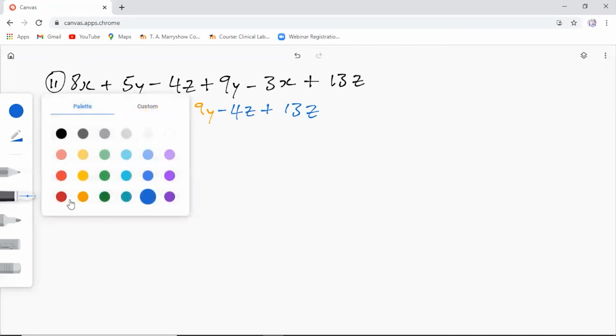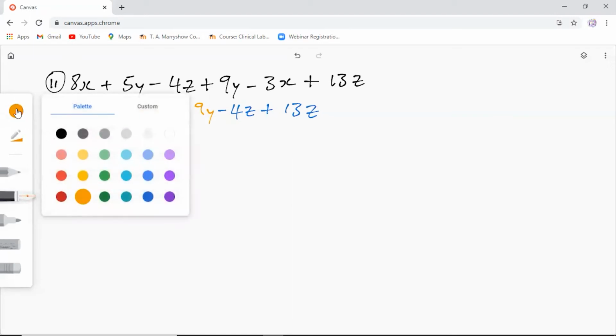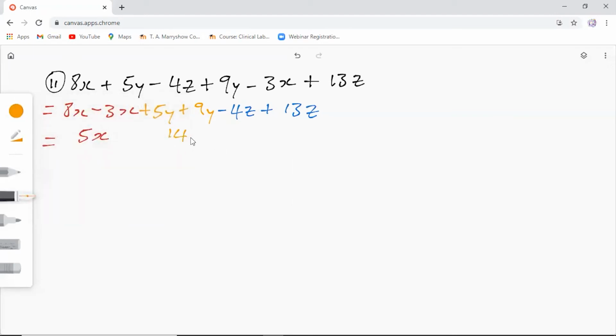Now 8x minus 3x, that's 5x, because 8 minus 3 is 5, and both of them are x. So we get 5x. And then 5y plus 9y would give us 14y, because 5 plus 9 is 14, so we get plus 14y.